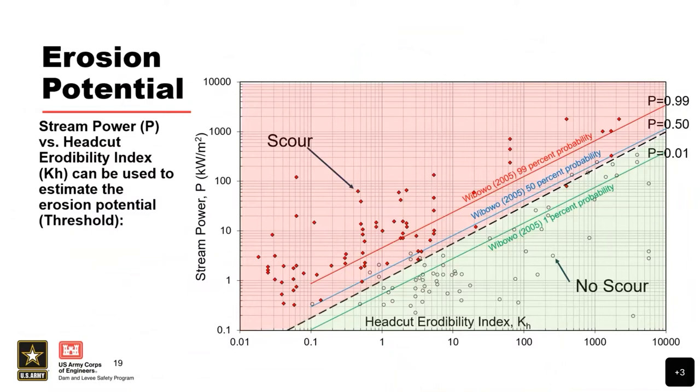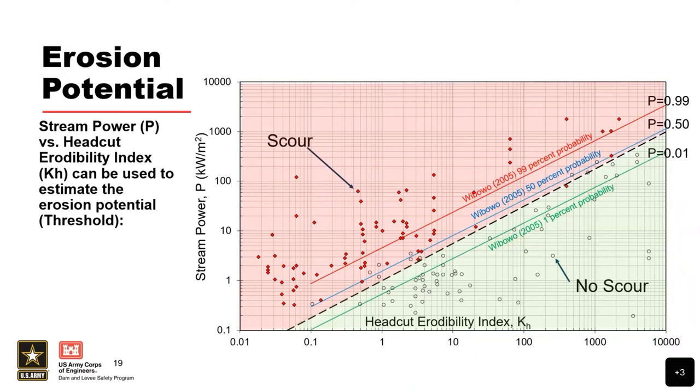So at the end of the day, we have a head cut erodibility index and an applied stream power. We can use those terms and plug them into this graph to determine how likely it is that we're going to get erosion. It's a little bit difficult to see. The lighting doesn't make it easy, but the shading of this graph down here where it says no scour is green, and scour is red. So, of course, green is good and red means bad. Hopefully that's easier to see in the slides that you were able to download.